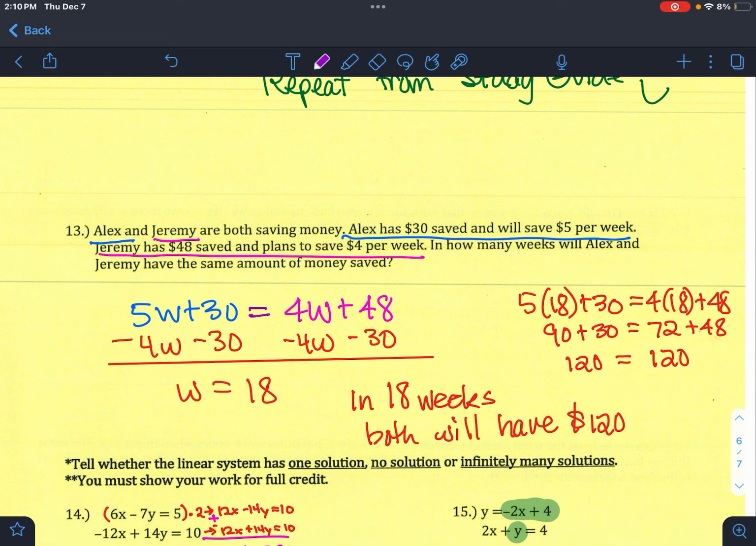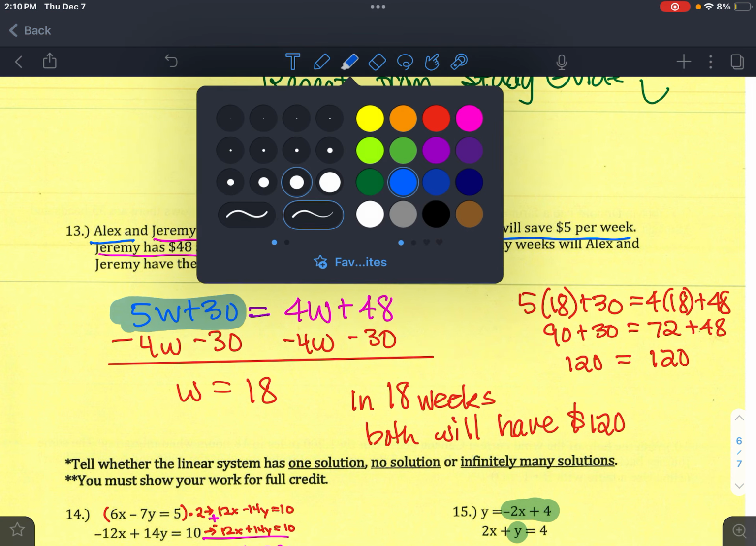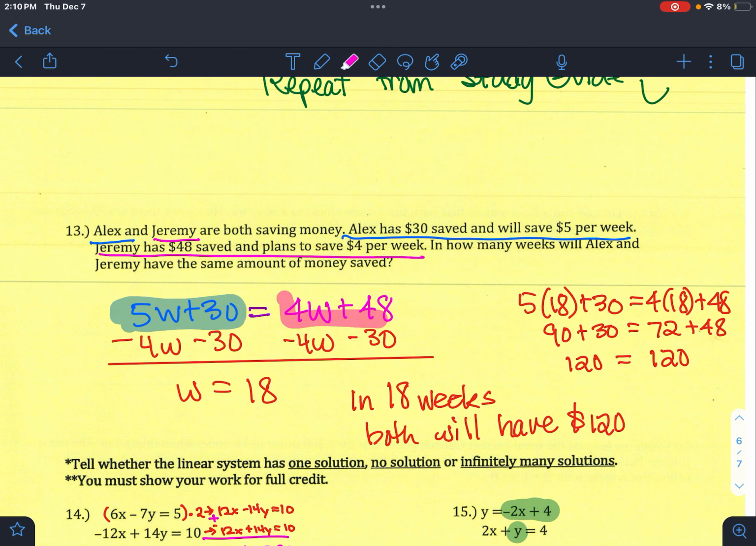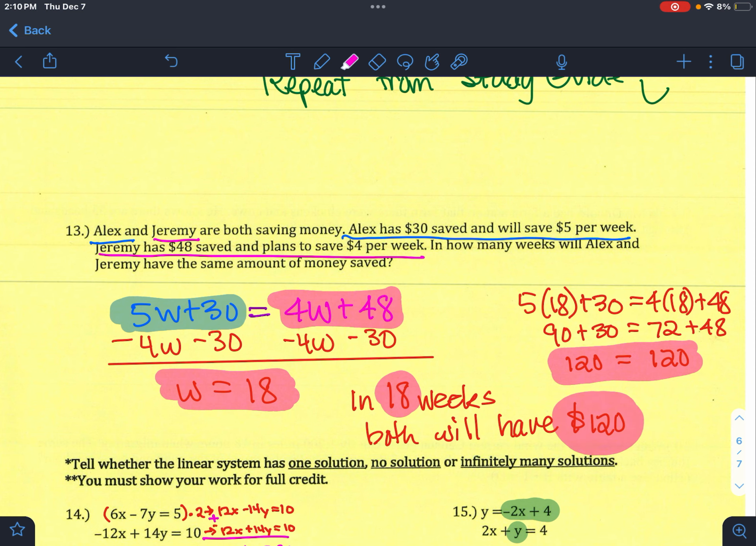13, we have Alex and Jeremy, and when will they both be saving the same amount of money? And Alex we're representing in blue, and Jeremy in pink, and when they are the same is in 18 weeks, right? And I substituted that back in to find out how much they would have had, and in 18 weeks, they would have both saved $120.